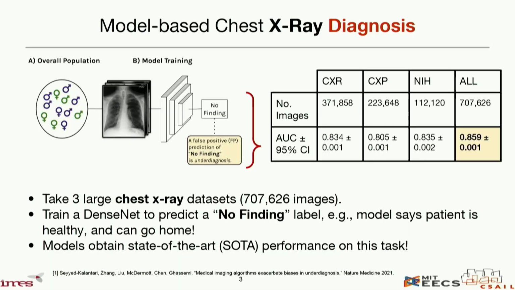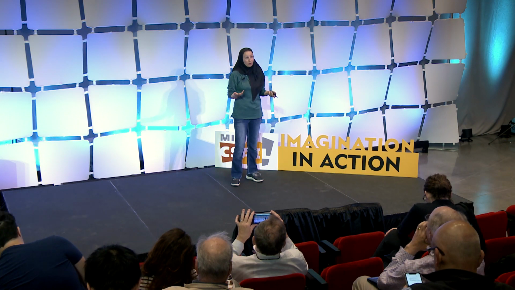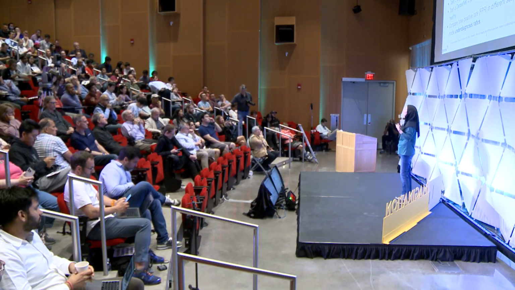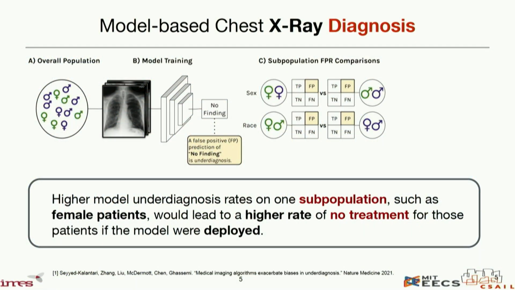And this is often how we deploy models. This is how the FDA might clear a model, by looking at this performance. But the question is, how does this do on all people? So for example, let's look at the difference in this state-of-the-art model in false positive rates. A false positive rate would mean that you falsely positively predict somebody is healthy, right? And if you had a higher rate of this in one subpopulation, like women, then this deployed model would lead to a higher rate of no treatment in women who needed treatment.